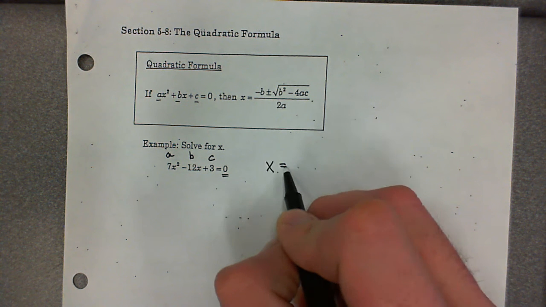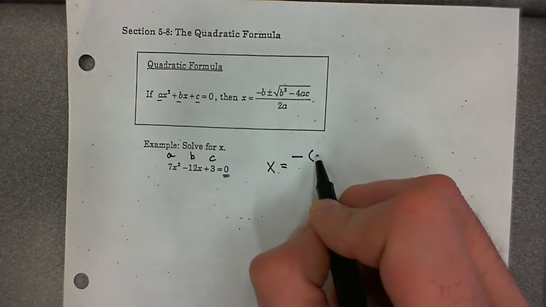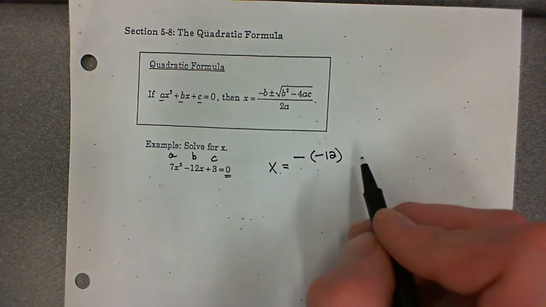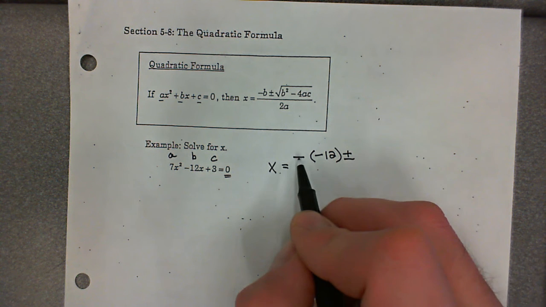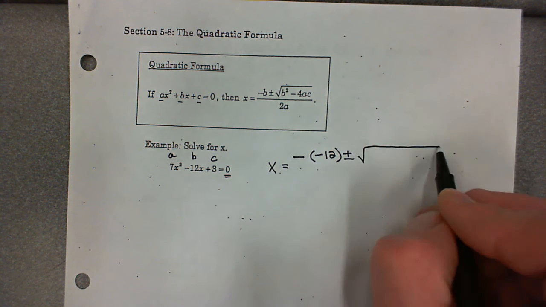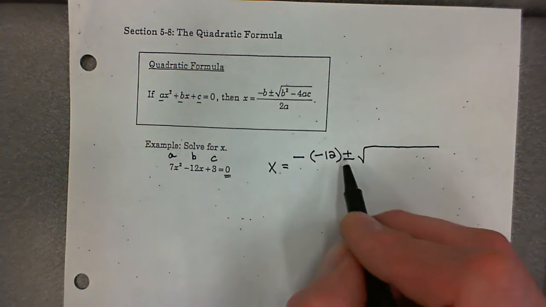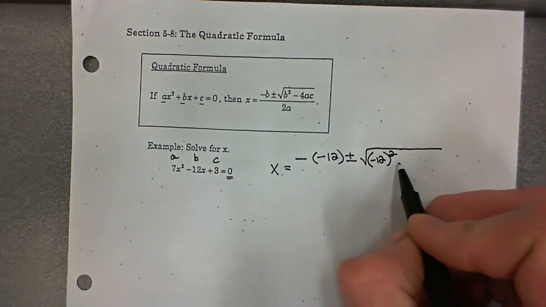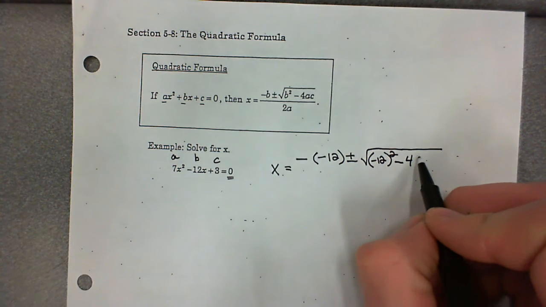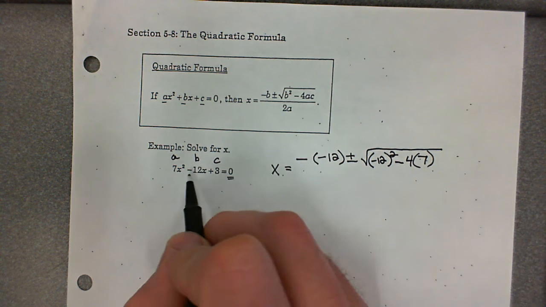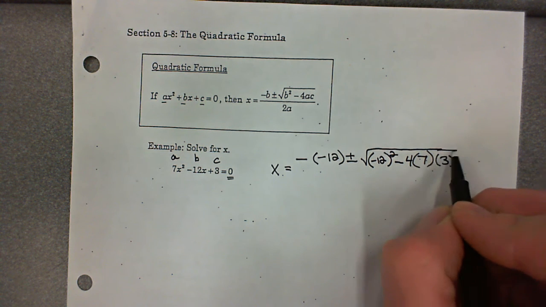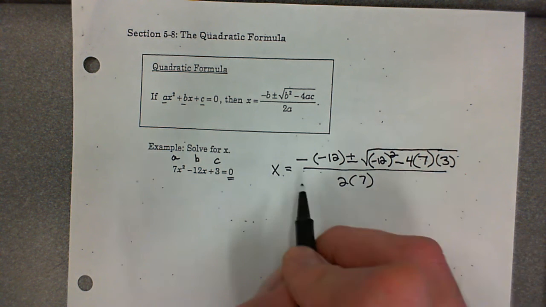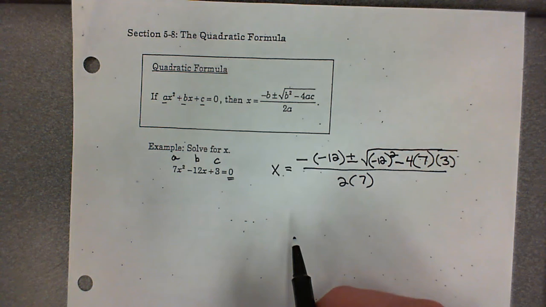So x will equal the opposite of negative 12. And again, if you want to write this as plus 12, you can. I'm going to write it as the negative 12 currently, and we'll fix that in the next step. Plus or minus the square root of b squared, so this is negative 12 squared, minus 4ac, so this is 4 times a, which is 7, times c, which is 3. And then this is all over 2 times a, and a is 7. So this fraction goes over this entire expression.